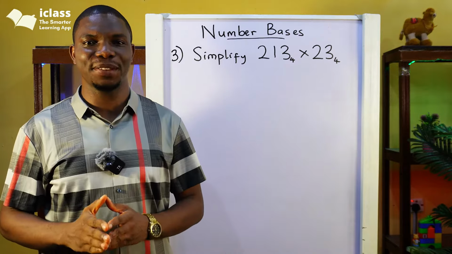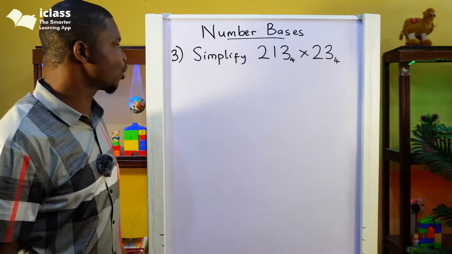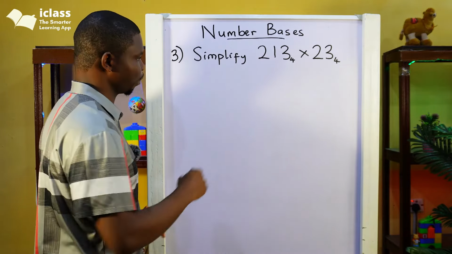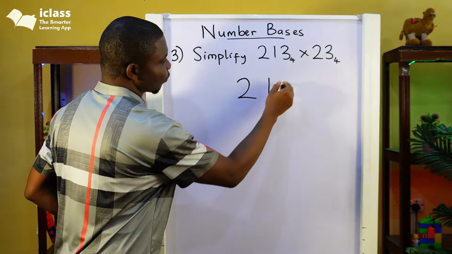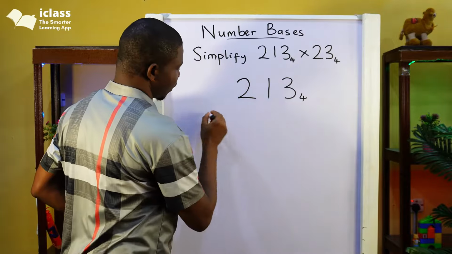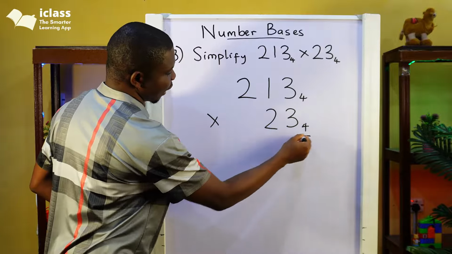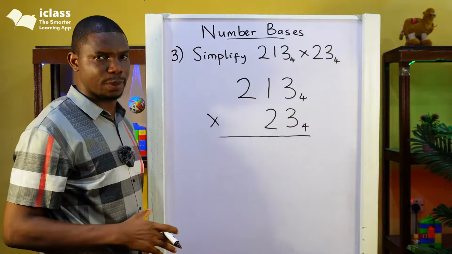Now to question number 3. Simplify 213 base 4 times 23 base 4. All right, attempt the question before watching my explanation.